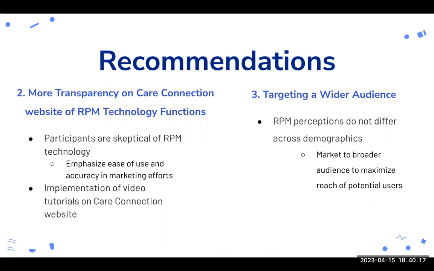Furthermore, Care Connection should make information about their platform more transparent on their website. Currently, potential patients looking to learn more about Care Connection must request a demo in order to learn more about their platform. Based on findings from the interview that suggested general confusion on the technology aspect of RPM, as well as findings from the survey that indicated ease of use with technology and accuracy of data were some of the most important factors selected by patients when considering the use of RPM, Care Connection may benefit from implementing video tutorials on their websites that empirically demonstrate these qualities to patients without the need to request a demo.